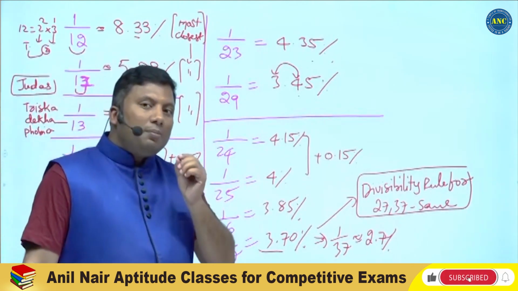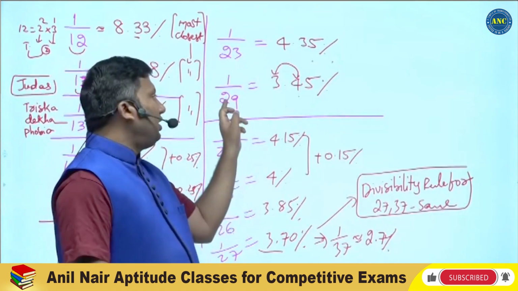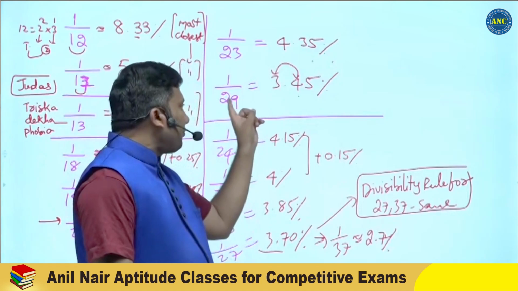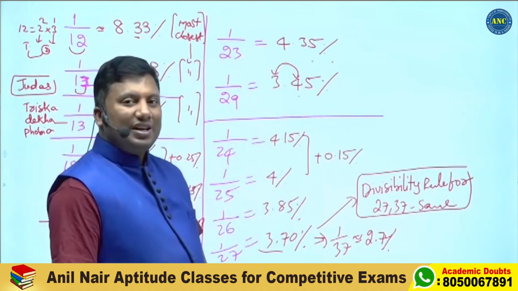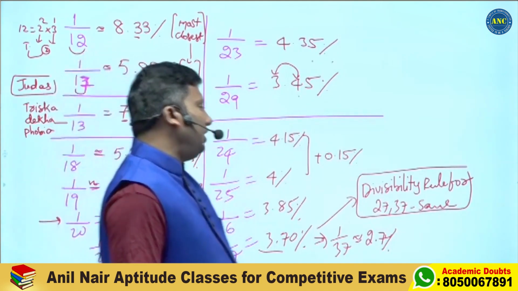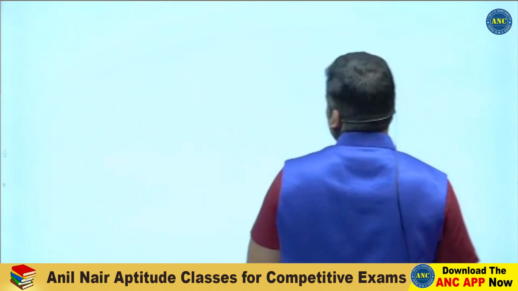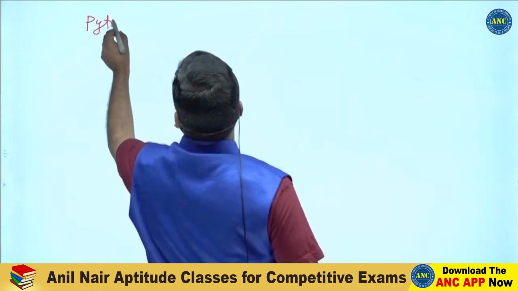What are the prime numbers between 20 and 30? 23 and 29. Take 1 by 29. 29 goes how many times in 100? 3 times. So write down 3, 4, 5. See here, you can easily calculate Pythagorean triplets like this, sir.